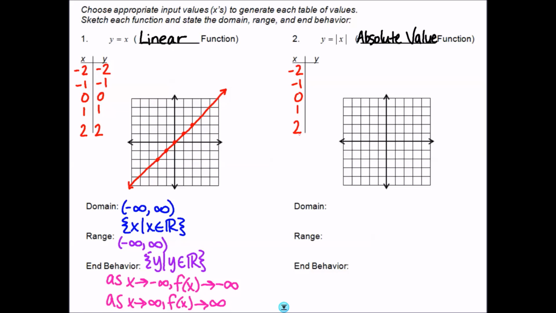Absolute value means that you're looking at how far away from 0 the number is. So -2 is 2 away from 0. -1 is 1 away from 0. 0 is obviously 0 from 0. 1 is 1 away from 0. And 2 is 2 away from 0. So absolute value is distance from 0. And you will notice, based on this y column, it's always positive.